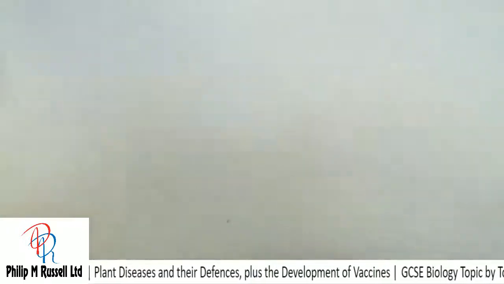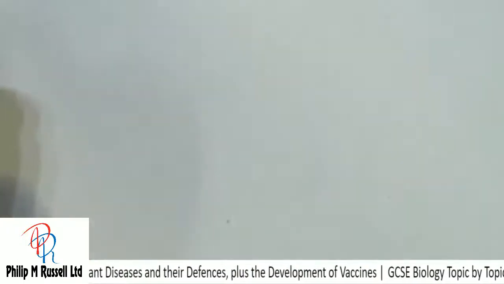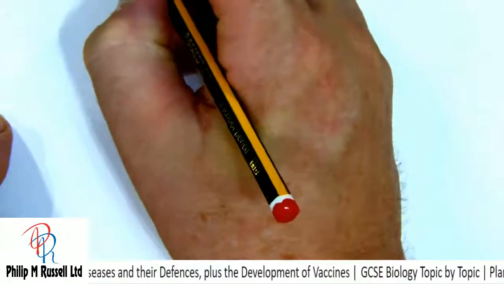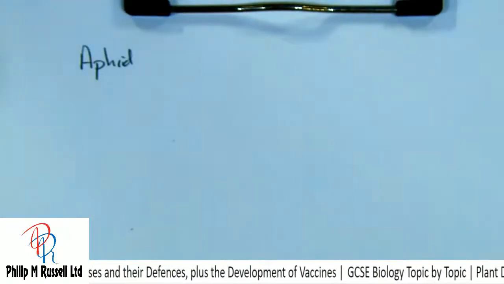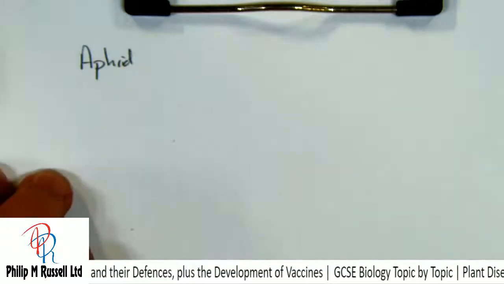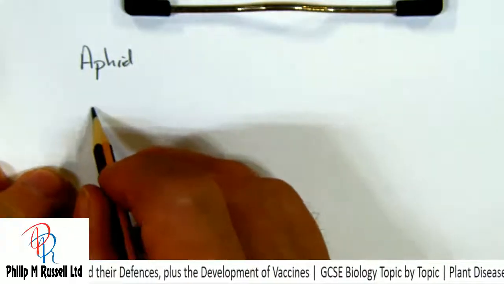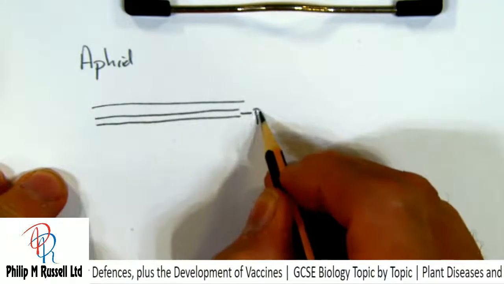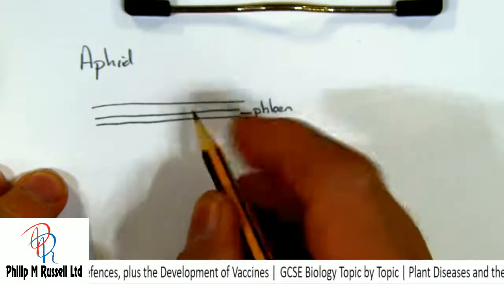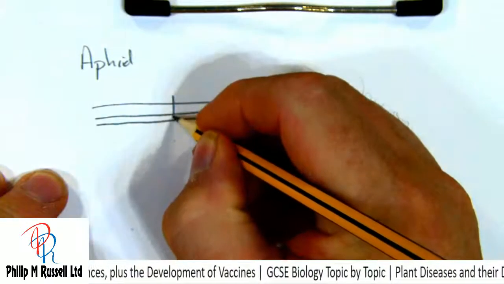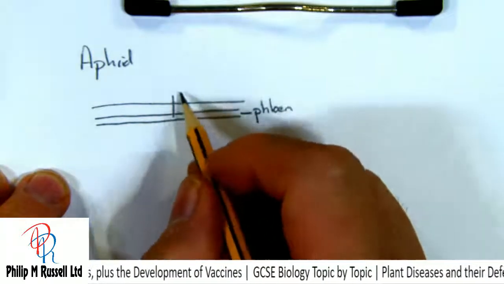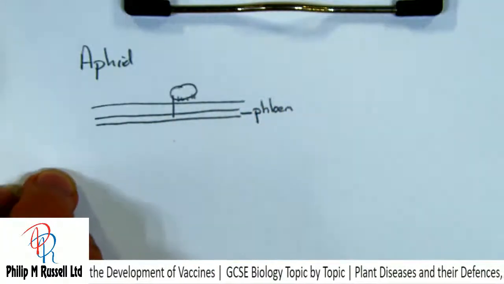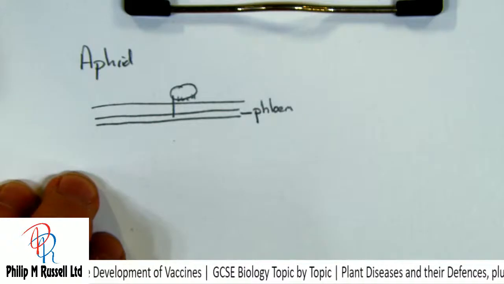So if we think about one of the most common insect pathogens, that has to be the aphid. Now, what does the aphid do? Well, very simply, if we have our plant and we have going along here our phloem, then the aphid simply sticks its mouth part into the phloem and literally doesn't even suck. It gets this pumped into them.